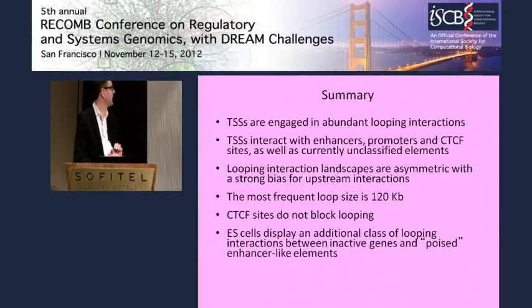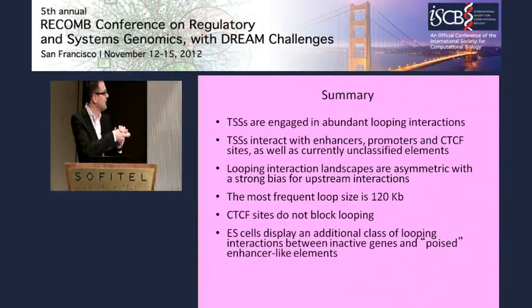So what I showed you is that we see abundant looping interactions between TSSs and distal elements. They look like CTCF sites, insulators and enhancers, but I must say there's a large class of unclassified elements that I would invite all of you to look at, and hopefully maybe there's an unanticipated class of elements we have missed. We see this interesting asymmetry in the looping landscape with a bias for things upstream. CTCF sites do not block this looping.